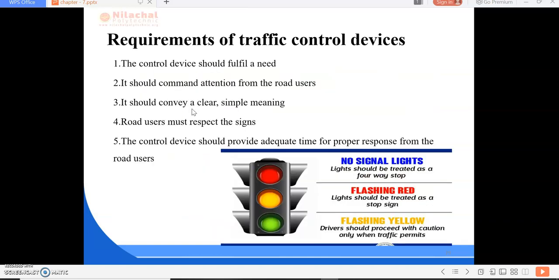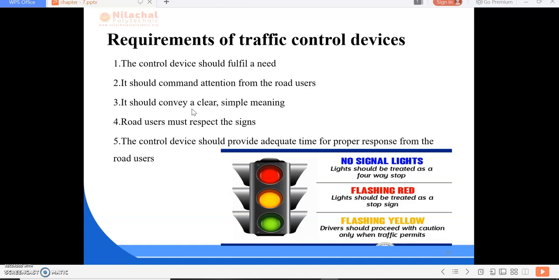Next is the requirement of traffic control devices. The control device or traffic signal is generally composed of three lenses arranged vertically, with a red lens on the top, yellow in the middle, and a green lens at the bottom. Red light is meant for stopping the vehicle, the green light indicates go, and the yellow light allows clearance of the vehicles which entered the intersection area by the end of green time.